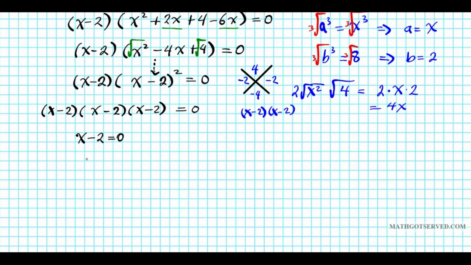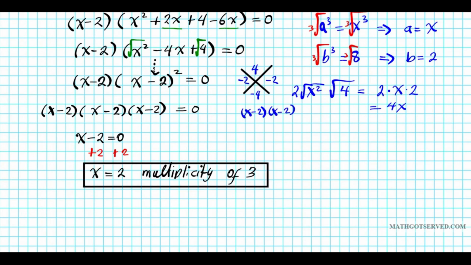To finish our problem solving process, we are going to isolate x. So simply add 2, and that yields x equals positive 2. Since there are 3 factors of x minus 2 here, we are going to have x equals 2 with the multiplicity of 3, because it shows up 3 times. So that's your final result.